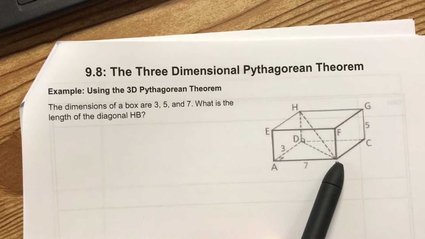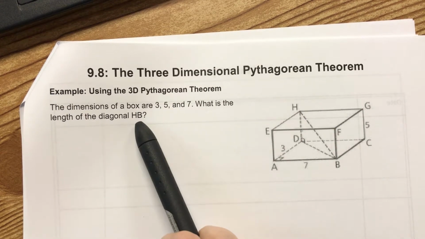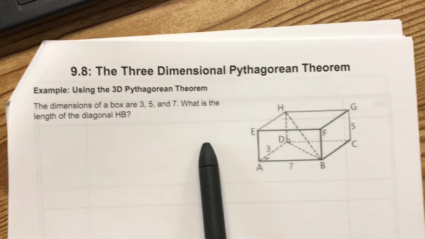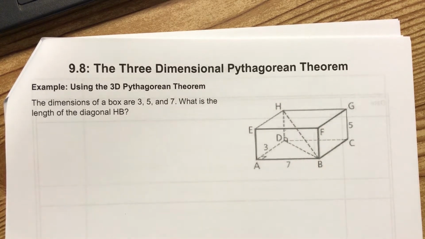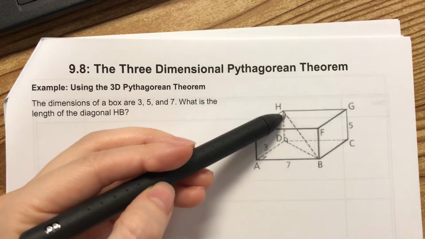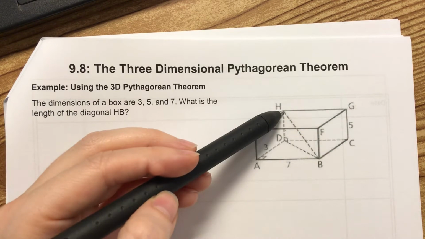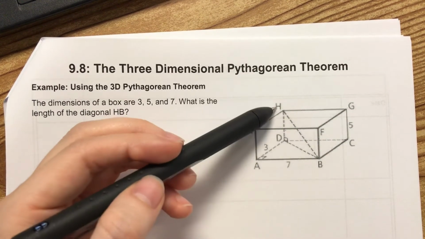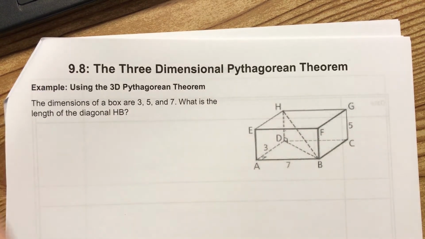Oftentimes we might not get the letters here, but it'll say what is the length of the diagonal. If you have a three-dimensional shape and they ask for the length of the diagonal, they're talking about the diagonal that goes the longest. So from the top back corner to the bottom front corner is going to be the longest diagonal in the shape, and that's what they're looking for. In order to find this diagonal, we have to do a couple of different steps that will result in us doing the Pythagorean theorem 2 separate times.